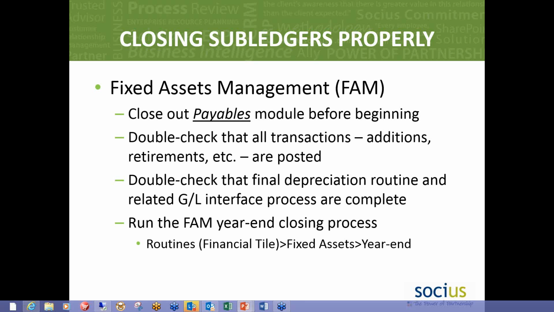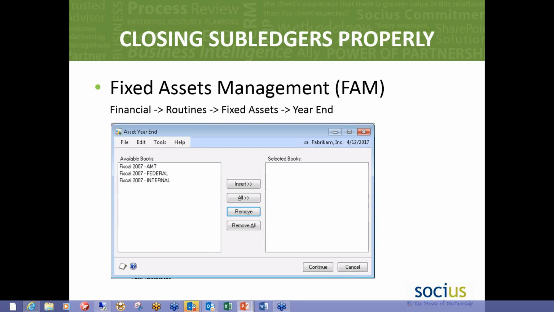You want to double check that the last depreciation routine and the related general ledger interface process are complete. Okay? And then you want to run the fixed asset management year-end closing process, and that's under routines, fixed assets, and year-end. This is what it looks like, and this allows you to then close each of the individual books that you may have set up in the fixed asset module.